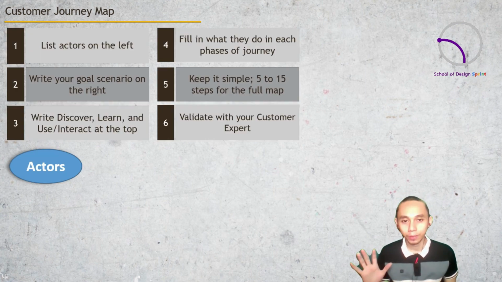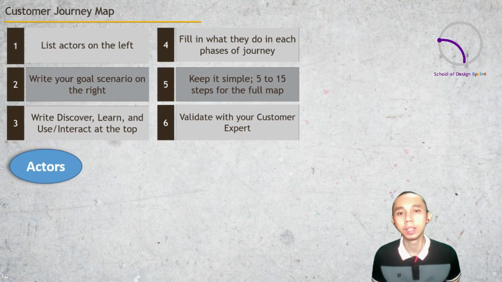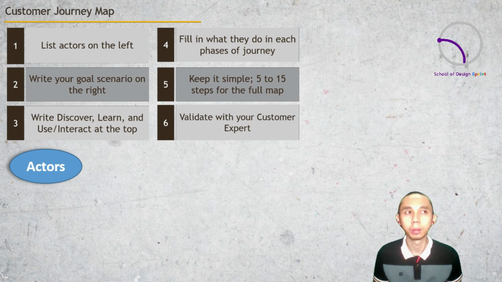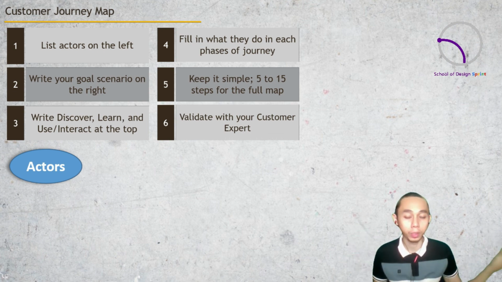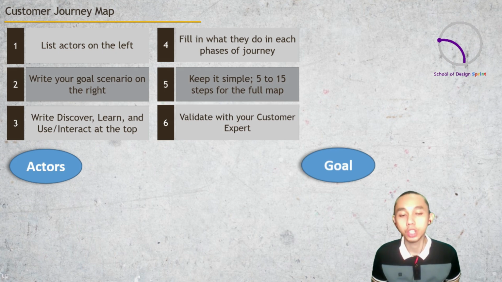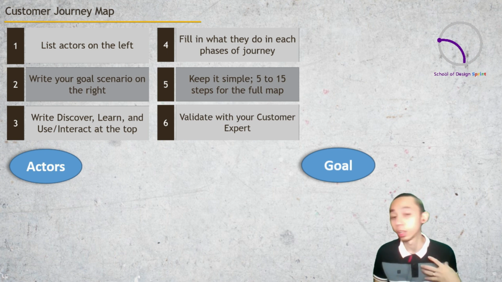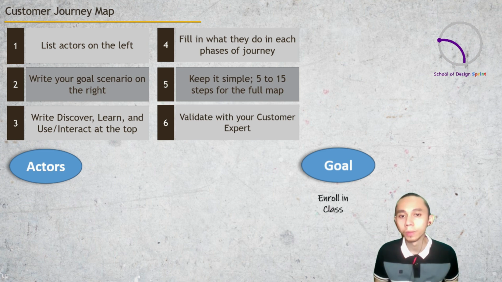Right? So first, you list actors on the left. What do the actors mean? They are the profile, the people who will be playing a role in the customer journey map. That's the actors on the left. And then the goal would be on the right hand side, which is the business goal. So what do you want to achieve here? Do you want the customer to buy your product? In our case, we want you to enroll in our program, right? So that would be the goal.